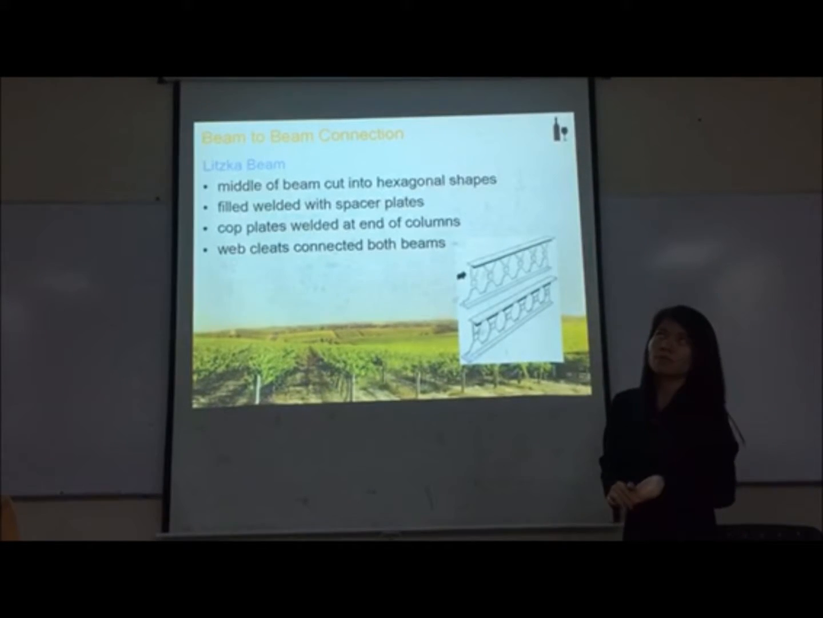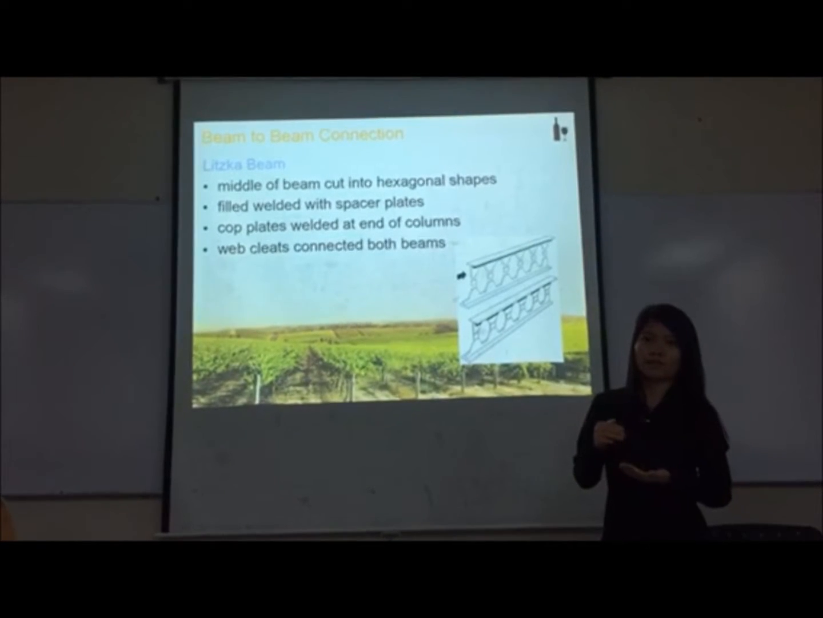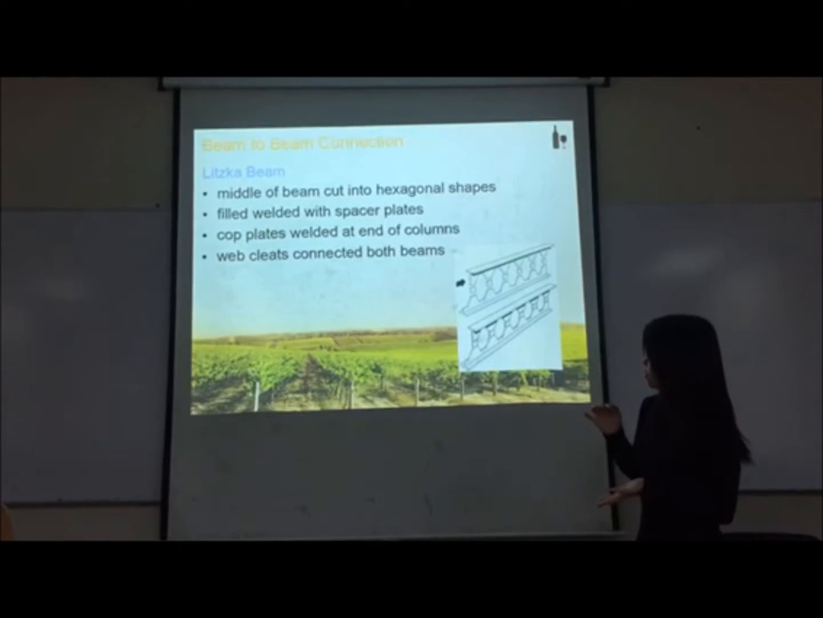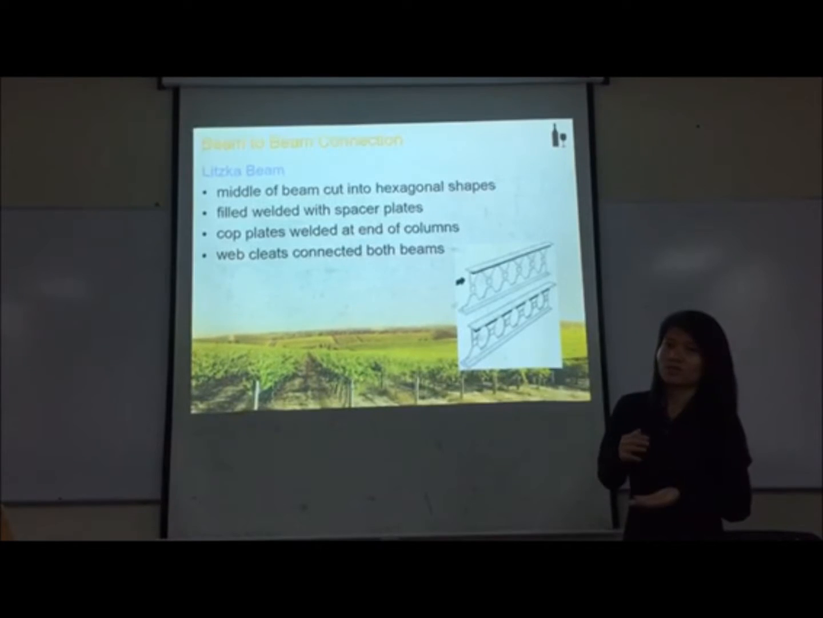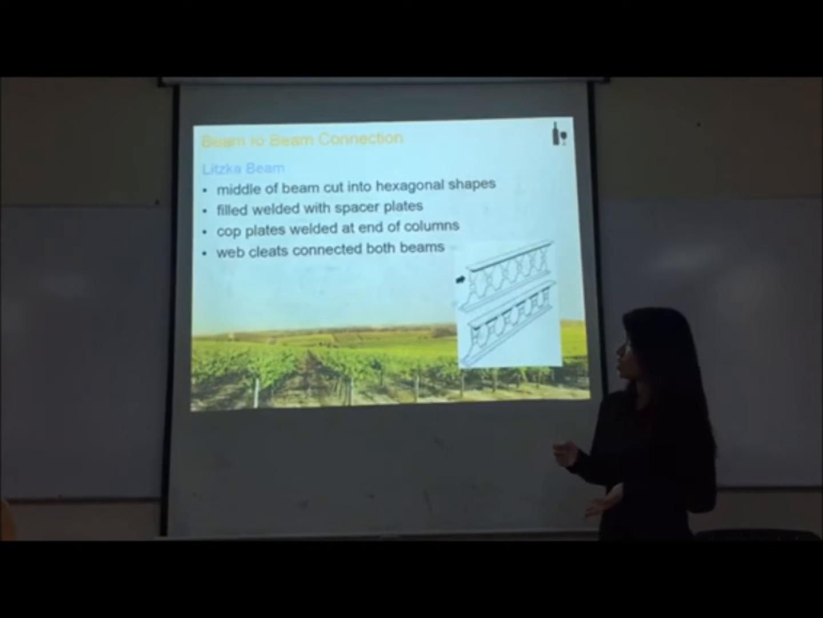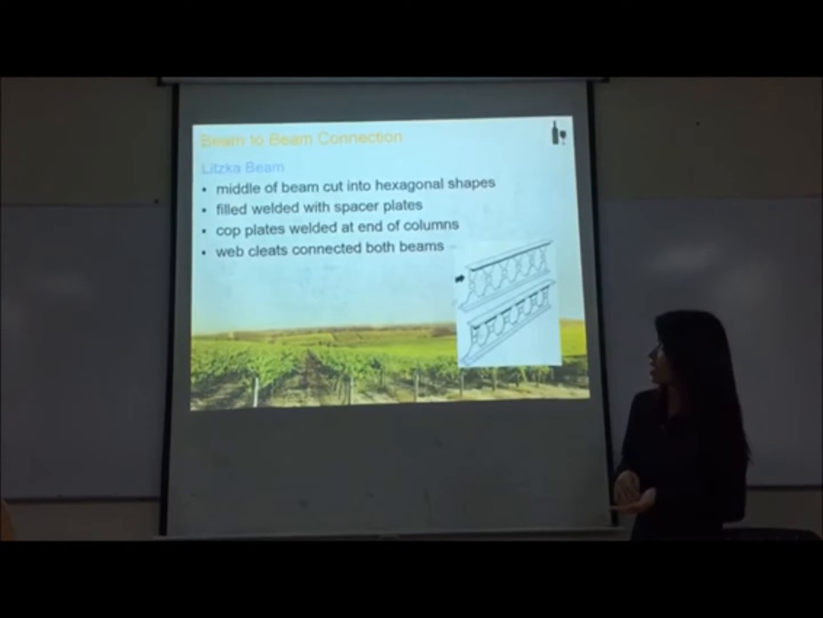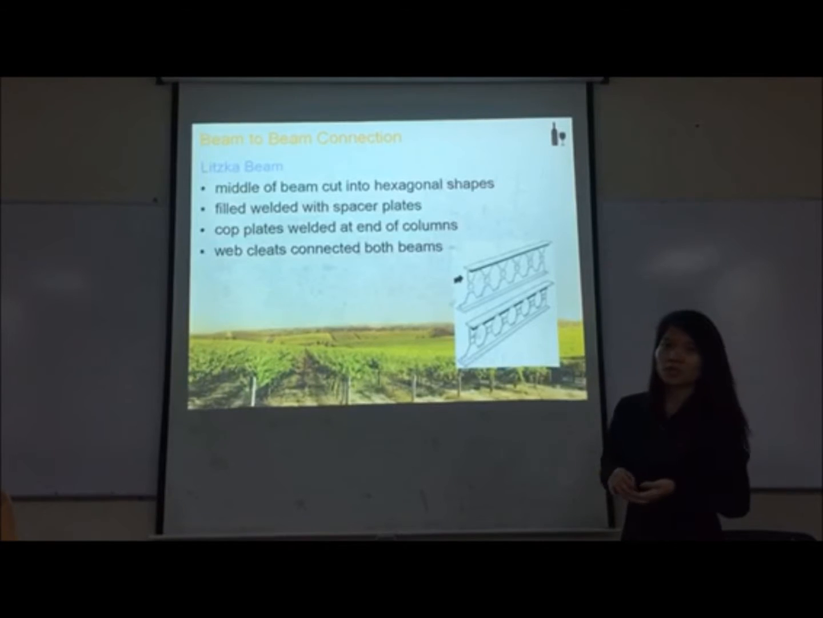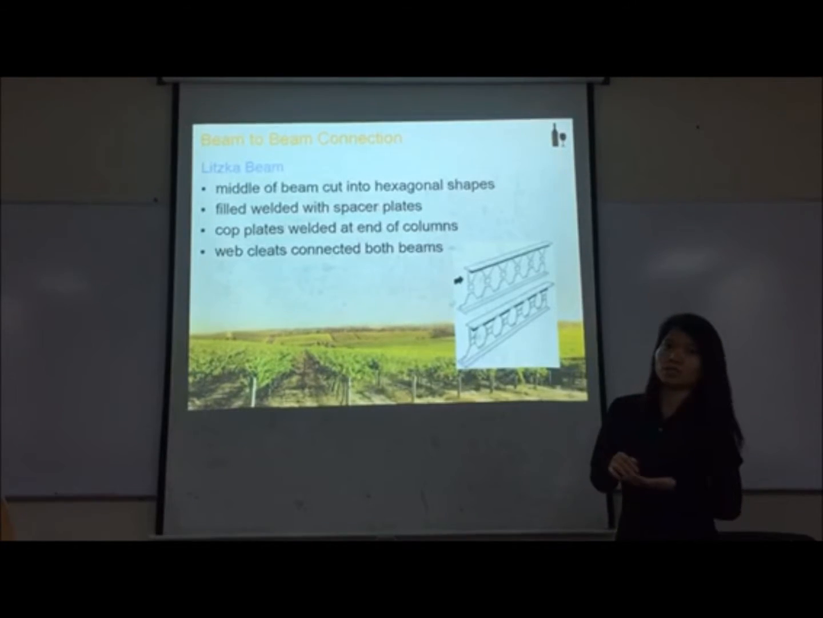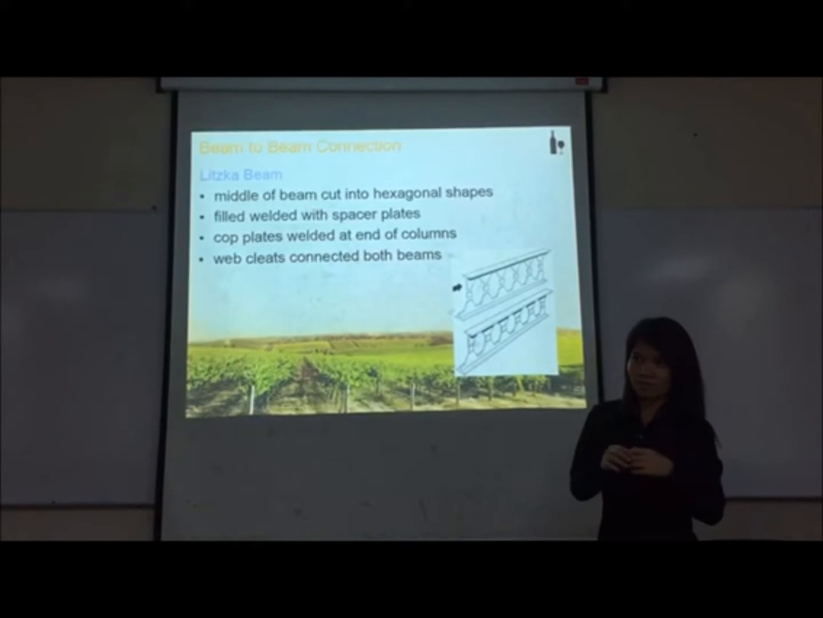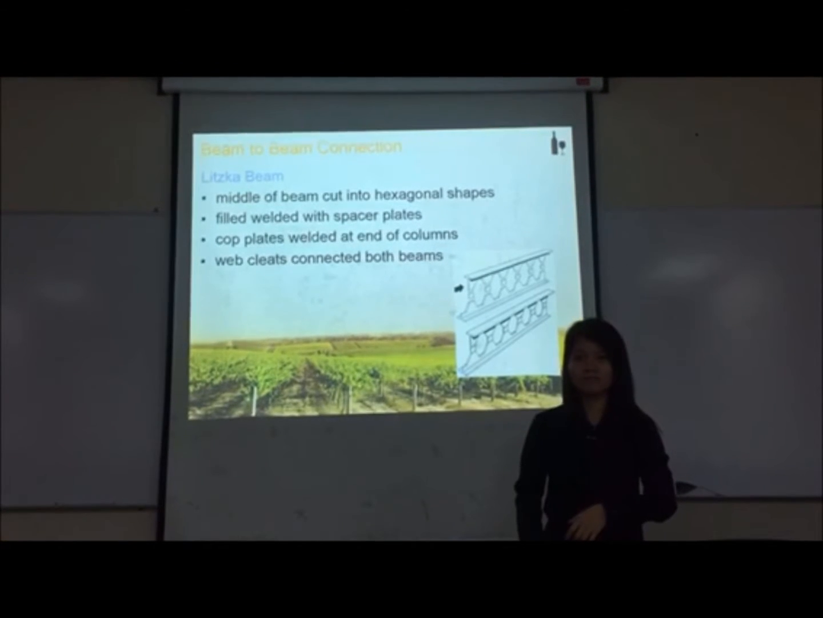The castellated beam will be installed at the first floor of the beam, where the middle of the beam will be cut into hexagon shapes, with fillet weld, spacer plate, and cork plates welded at the end of the column. The wet clip will connect both of the beams to provide a long span of connections.